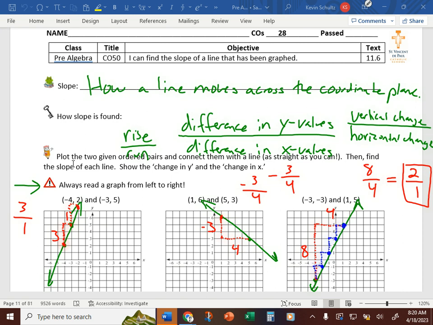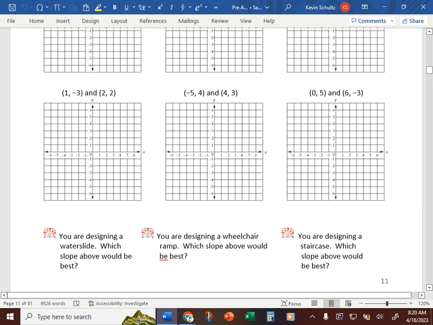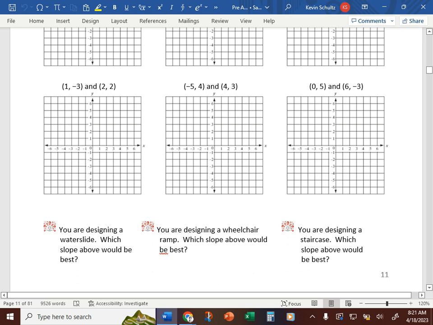And where we're headed with this is, slope being able to tell us how a line moves across the coordinate plane. It's going to help us to describe relations going forward. Okay? Describe relations, describe lines, describe relationships going forward. Right? Your homework for tomorrow is, my goodness. The other three, and then the 3 questions at the bottom says you are designing a water slide. Which slope above would be best? Okay, and there's a little bit of opinion here, right? Some people like really steep water slides. Some people like lazy river, gradual ones. Okay, but as long as you defend it, you can put whatever you want.